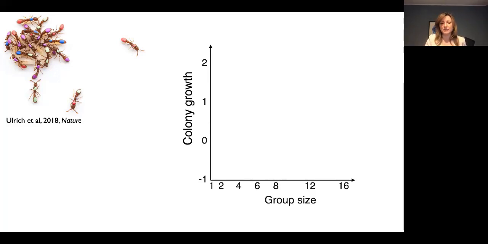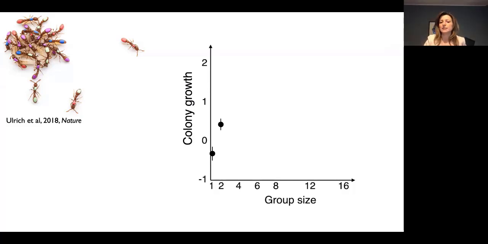In any case, we are now going to look at colony growth on the y-axis as a function of group size. And so we can make groups of one, as you might expect, one ant won't do very well, two, four, six, and so on, and see what happens to the doubling rate of this colony. So what is the actual growth rate of this colony? With one ant, it's mostly negative. So that means it mostly just dies. And that's to be expected.